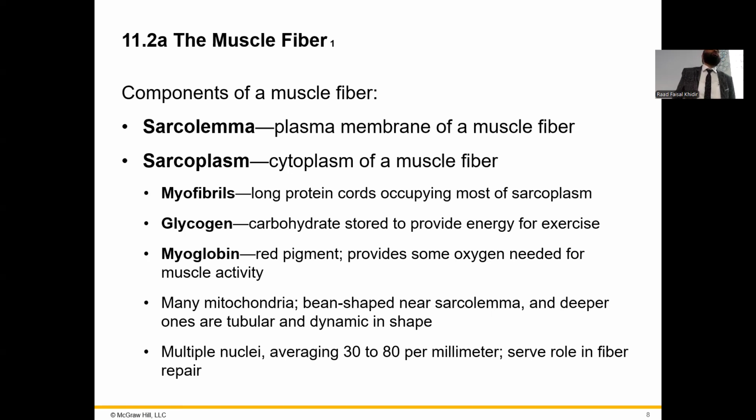Why do we need mitochondria? Why do we need mitochondria inside the muscle fiber? Yes, because the mitochondria is the powerhouse of the cell. The mitochondria provides ATP for the cell. So there are multiple nuclei. These multiple nuclei average about 30 to 80 per millimeter, and they serve a role in fiber repair.